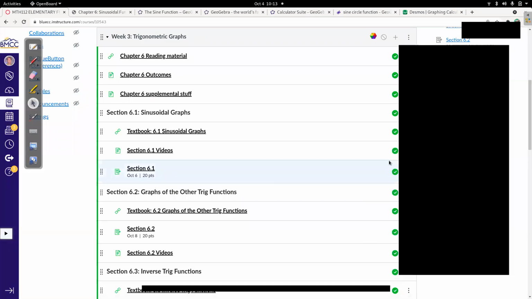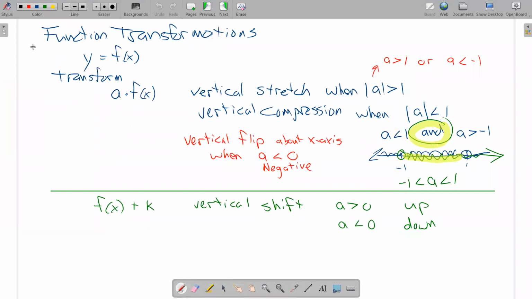So, playing around with graphs of sinusoidal functions, sine, cosine. We'll take a look at tangent next time. We had to think back about transformations of functions we learned back in pre-calculus part 1.